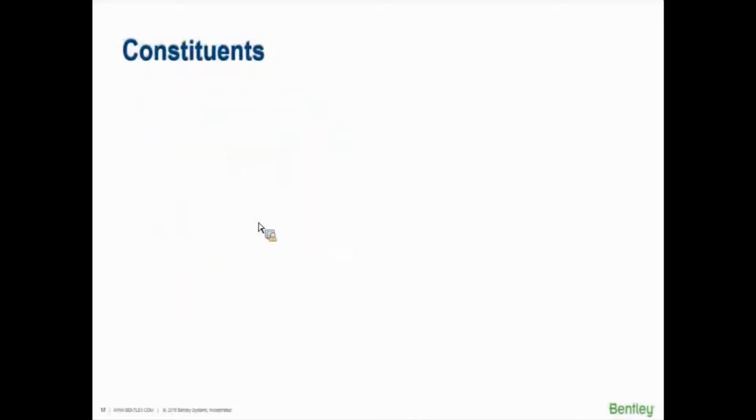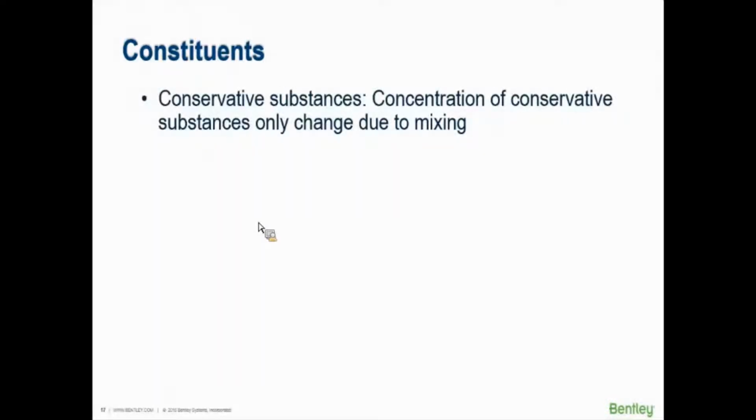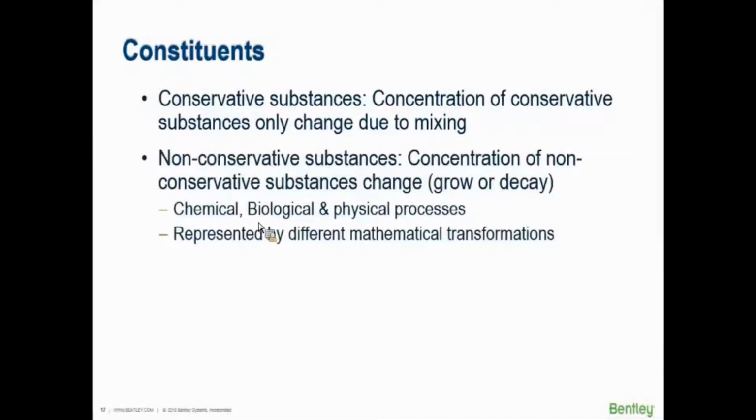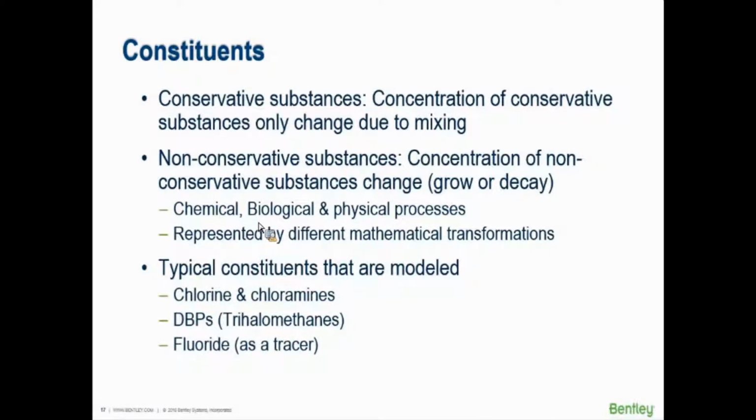So now let's start digging into the different types of constituents. The conservative substances that you might model are ones that are changing only due to mixing. So conservative substance changes due to mixing. Non-conservative substances are changing because of some other thing that's going on, and that thing could be chemical, biological reactions, physical processes, something else. So conservative, mixing; non-conservative, some reaction. The typical constituents we'd be looking at are DBPs, fluoride, chlorine, chloramine, and TDS, total dissolved solids.